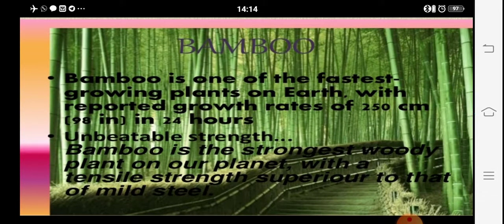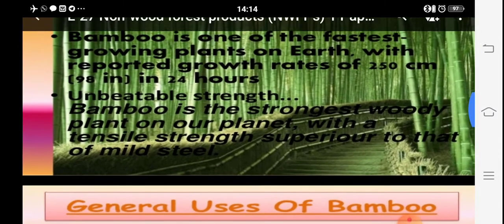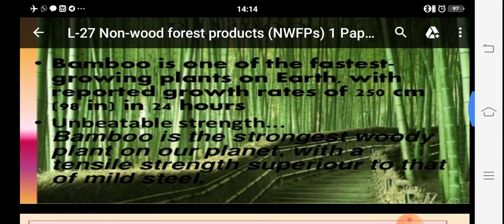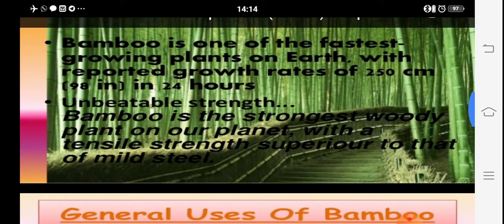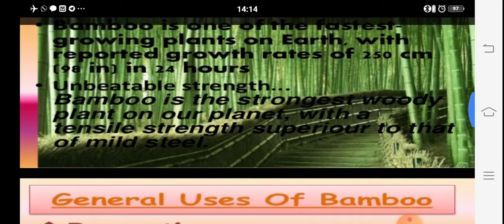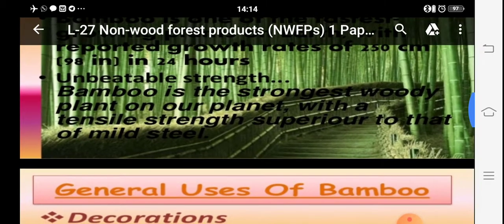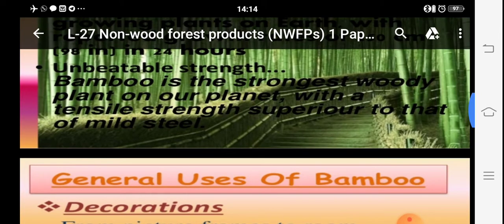As we know, bamboo generally has a long life and is very hard, and bamboo is one of the fastest growing plants on the earth, and it is reported to grow about 250 centimeters, as some records say, generally in 24 hours. Then it has unbeatable strength, and bamboo is the strongest; it is not a woody portion, so it has tensile strength.